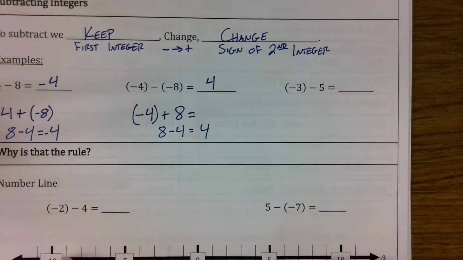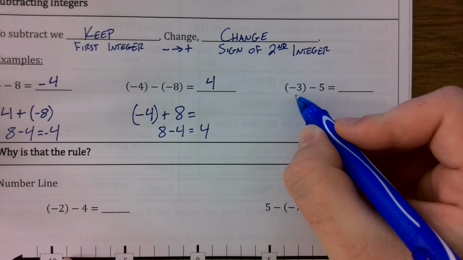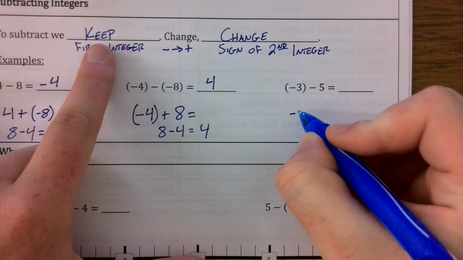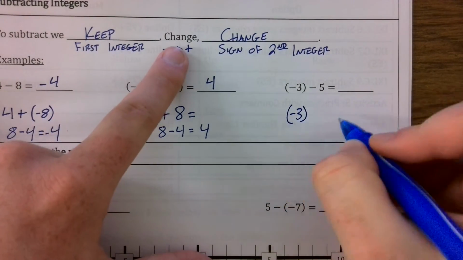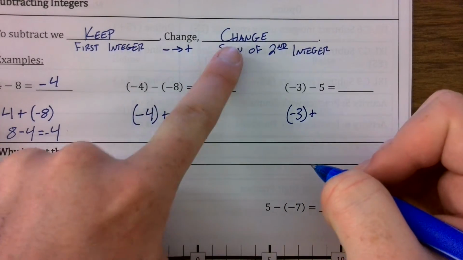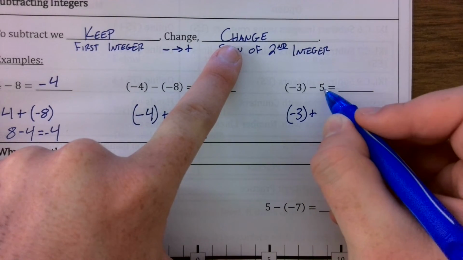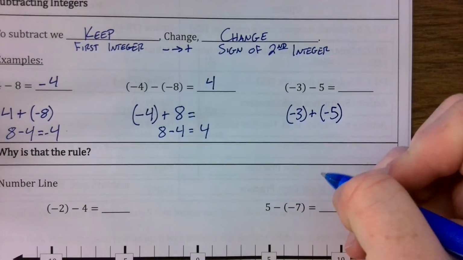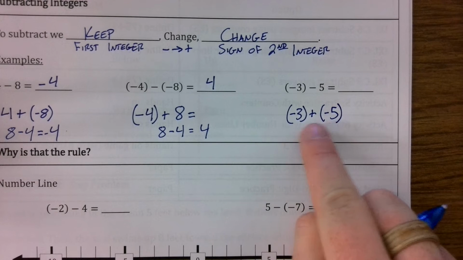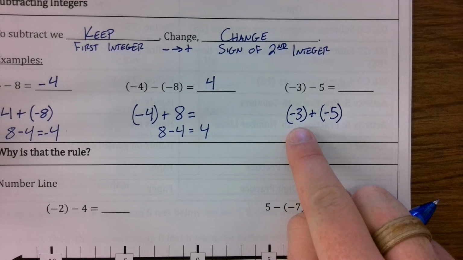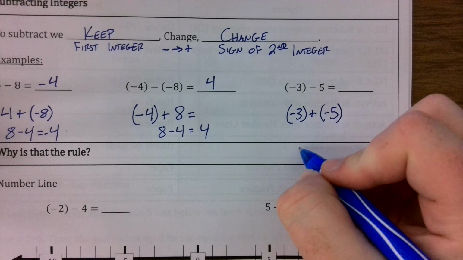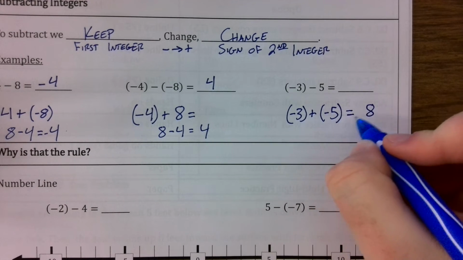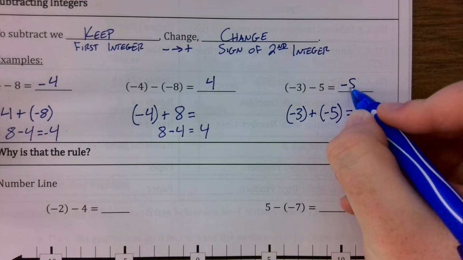All right, lastly, we have negative 3 minus positive 5. We keep negative 3, we change to addition, and we change the sign of the second integer. 5 is positive here. We're going to make it negative. Now we have same sign addition. And our rule is same sign, so we add and keep the sign. So 3 plus 5 is 8. Both are negative, so our answer is negative 8.